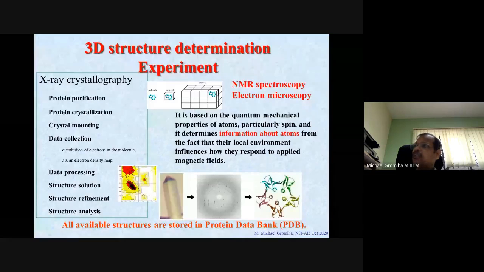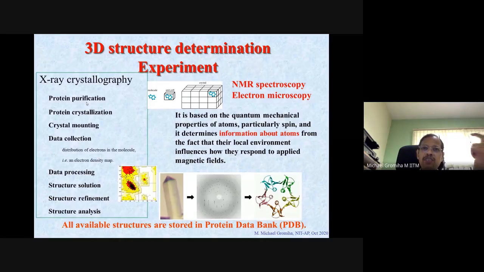Okay, X-ray crystallography involves various steps. First, we need the protein in a pure form, because if the protein has impurities, then we don't get proper structures. So it requires protein purification. And then X-ray crystallography requires a crystal, which is a periodic arrangement of atoms, right?